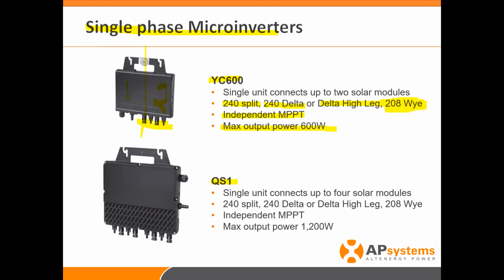Coming down, QS1. QS1 is very similar to the 600, but again, as we discussed, it's four inverters in a single package here. So a single unit connects up to four solar modules. And you can see here, there's four independent channels that are coming in here. Independent for a maximum output of 1200 watts. Again, that is 300 watts per channel of the inverter.